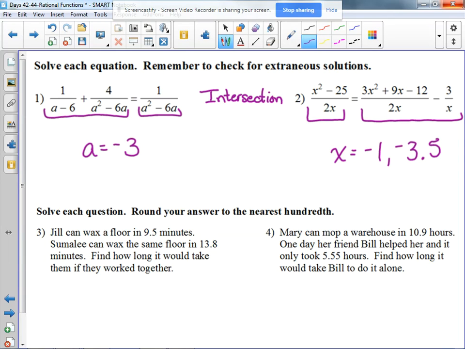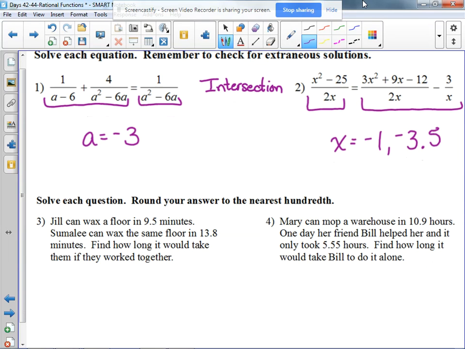Again, let me clarify. You can use this method for any equation. Anytime there's an equals, plug in the left side, plug in the right side, look where those two graphs cross. I don't care what kind of equation it is, you can use this method. All right, now, there's some word problems that go along with rational functions. So let's look at number 3 and 4 there.